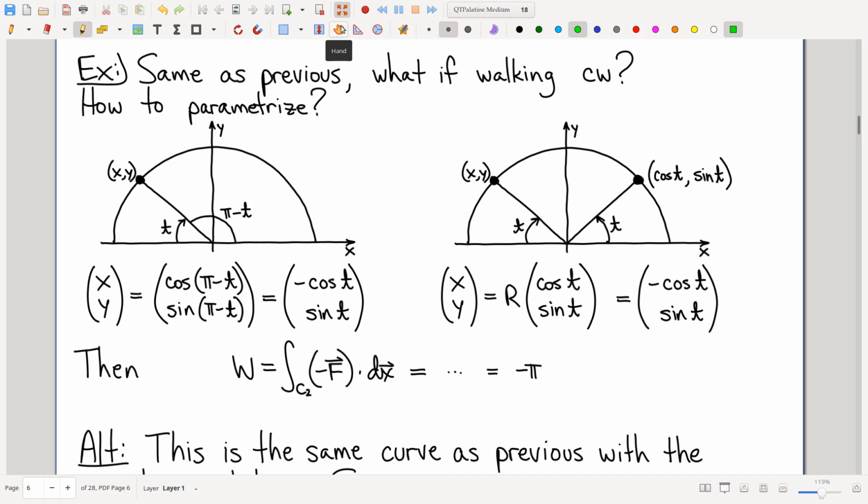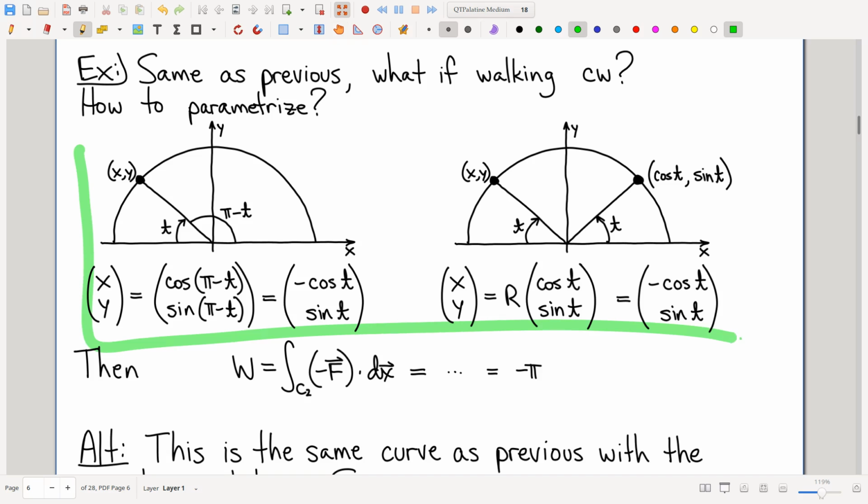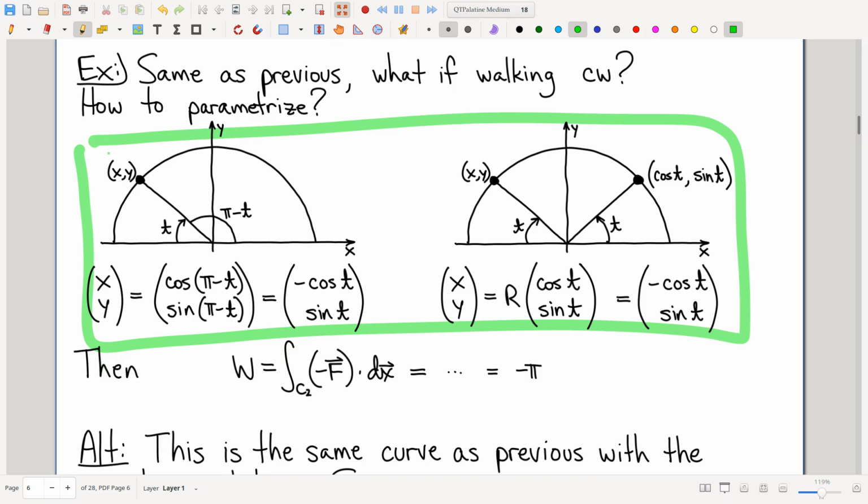I think we already talked about these 2 parameterizations. Can y'all remind me, did I talk through these parameterizations, I believe? I think so, yeah. Okay, yeah, good.